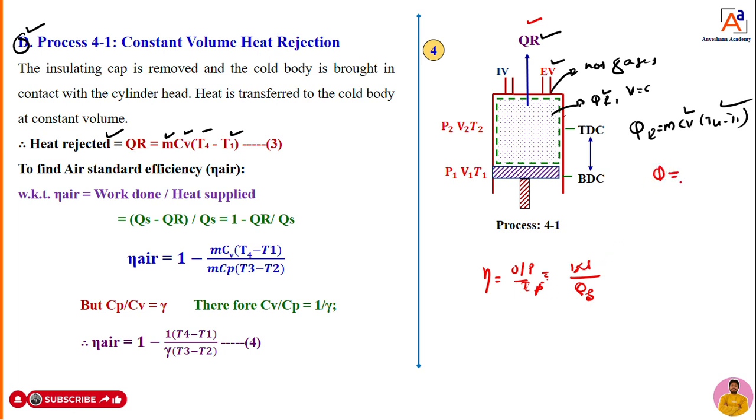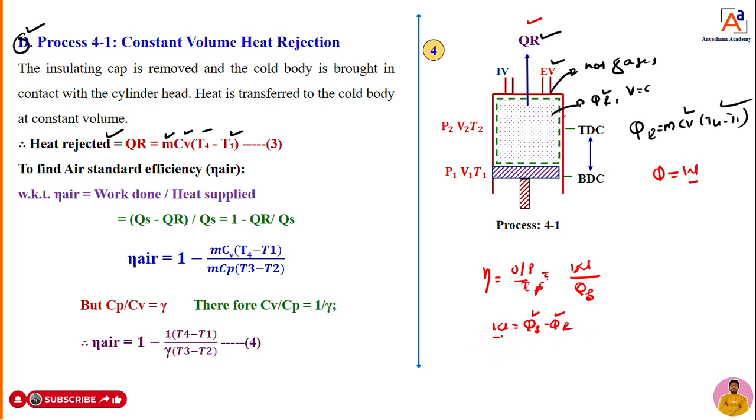We are supplying a certain amount of heat and we are going to get some amount of work. So efficiency is equal to what? Work done to the heat supplied. What is work done now? That also I told, right? Work done is equal to QS minus QR, where QS is the heat supplied and QR is the heat rejection.